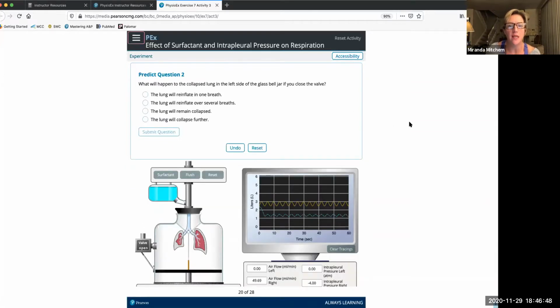What will happen to the collapsed lung in the left side of the glass bell jar if the valve is closed? So if we close the valve, which simulates fixing the hole in the pleural cavity, what should happen? Will the lung reinflate in one breath? Oh, I doubt it. Will the lung reinflate over several breaths? Will the lung remain collapsed, or will it collapse even further? This is tricky.